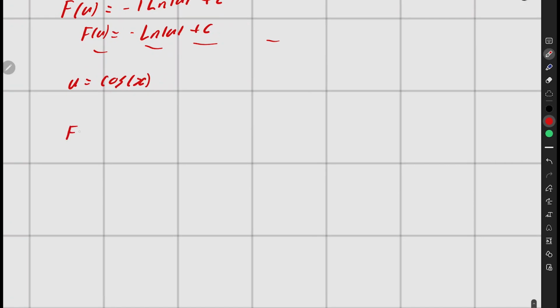So let's do that. We're going to have our integral f of x equal to negative ln of, and u is equal to cos x, so we're just going to substitute that back into the equation. Cos of x plus c. So that's the answer to the integral of tan of x. And as you can see, this is where it comes from. You could search this up and find the answer quite easily, but this is where it comes from.